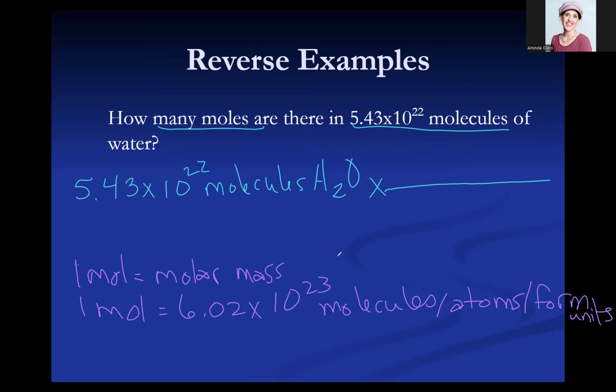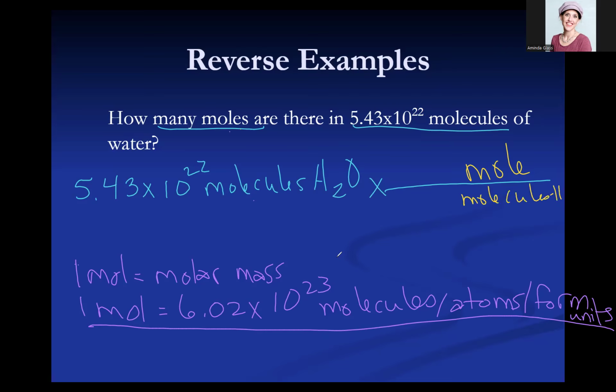Okay, now that I have this all written, I look and I say, well, I have molecules. I want to go to moles. So I'm going to use this. So I want to go to moles, so moles is going to go on top. I want to get rid of molecules, so molecules is going to go on the bottom. 1 mole for every 6.02 times 10 to the 23rd.